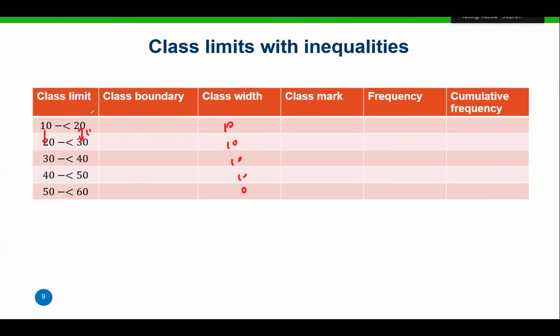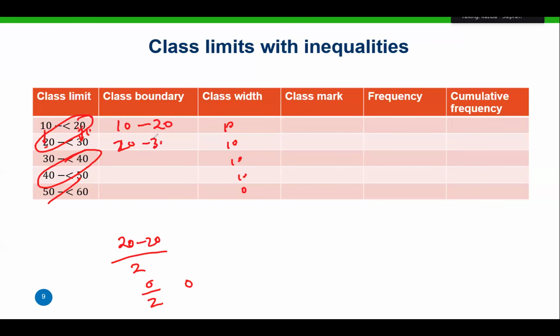In case you are looking for class boundary, please always check these two consecutive values. The moment you notice that those values are the same, you just say 20 minus 20 divided by 2, which is 0 out of 2, which is 0. It means that also for these values, you don't subtract anything. You take them the way they are. Your class boundaries will be 10 to 20, 20 to 30, and 30 to 40, and the rest of that. So please pay attention to those particular things.